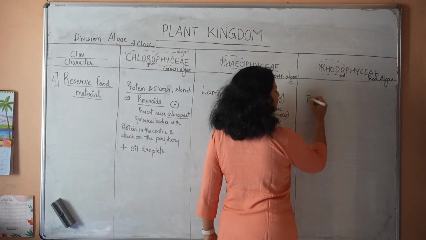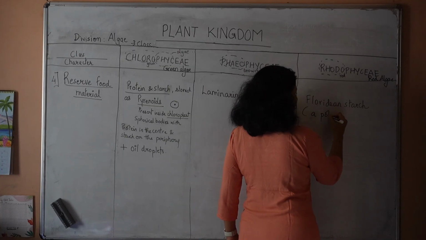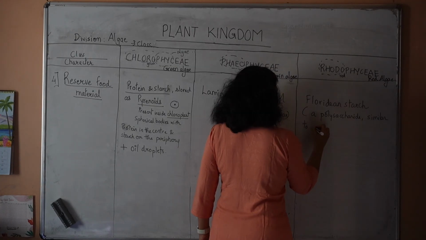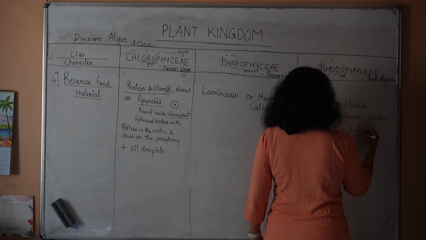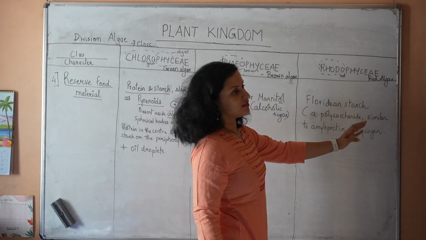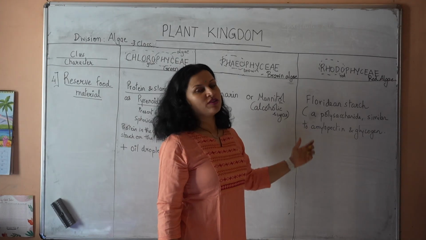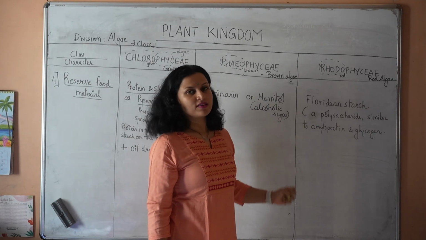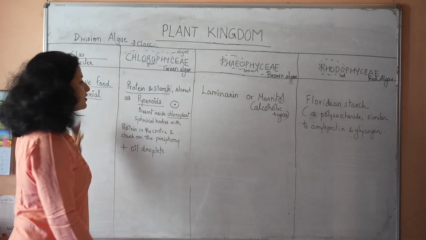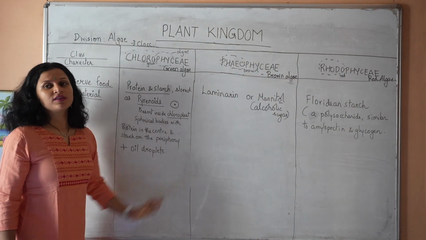What is the reserve food material in red algae? There is one called Floridean starch, a polysaccharide similar to amylopectin and glycogen. Glycogen is a reserve food material in animals. And what is amylopectin? Amylopectin and amylose together form starch, the reserve food material in higher plants. So these are the reserve food materials in these three types of algae.